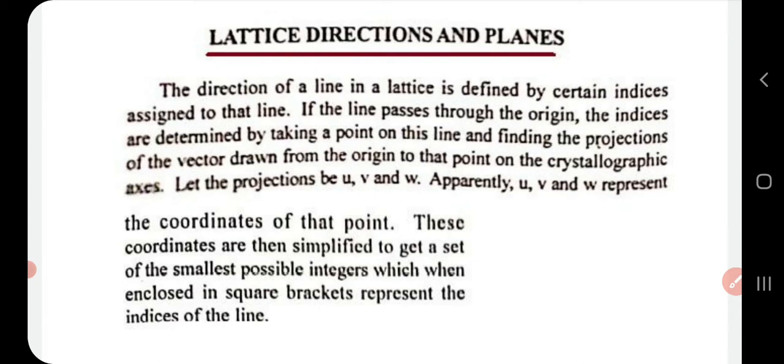Now let us name those projections u, v and w. So u, v and w will naturally represent the coordinates of that point. These coordinates we can simplify to get a small set of integers which can be enclosed in square brackets, and that will represent the indices of the line. These are nothing but Miller indices. We will be dealing with that very soon in the coming sessions.